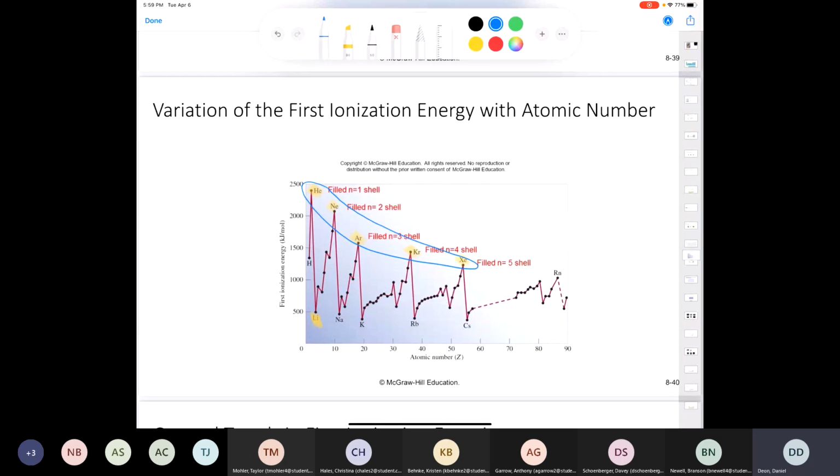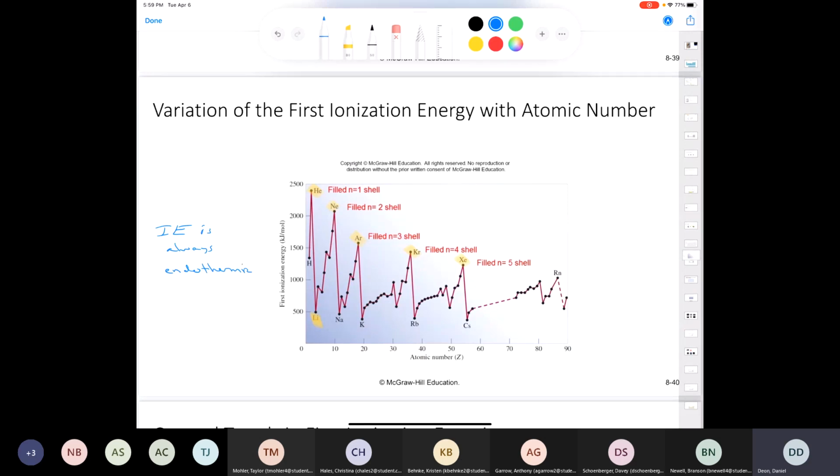atomic size increases. Something else I'll just point out that I think I neglected to say: you notice that ionization energy is always a positive number, right? I'll write it down here. Ionization energy is always endothermic. It always requires some energy being put in.